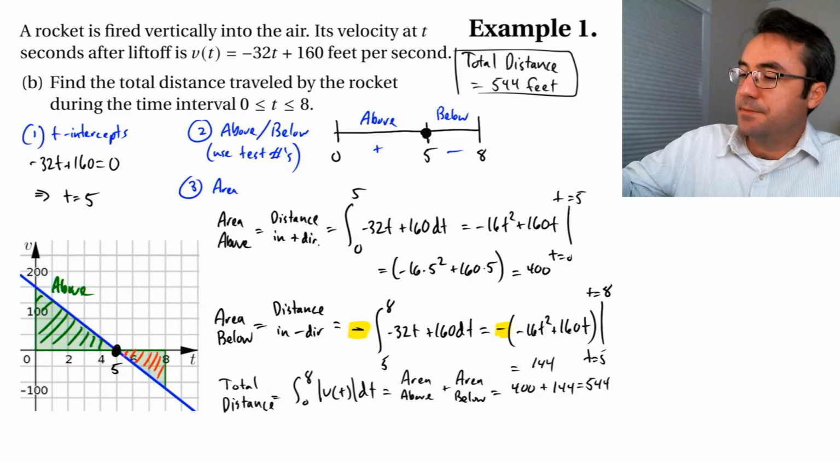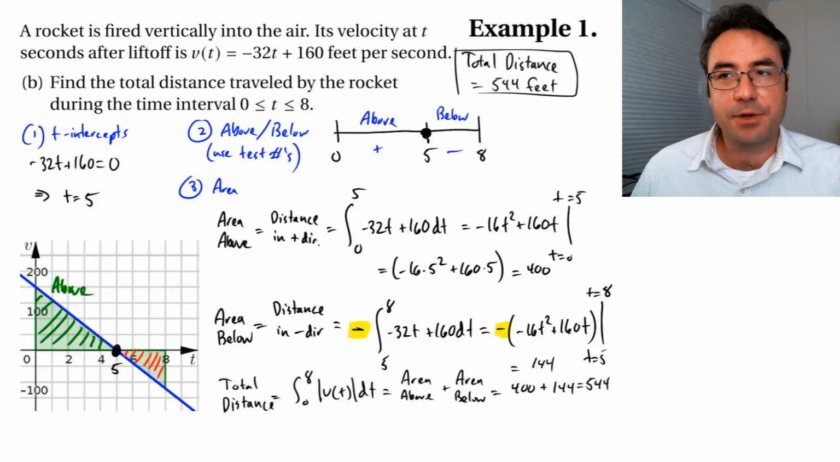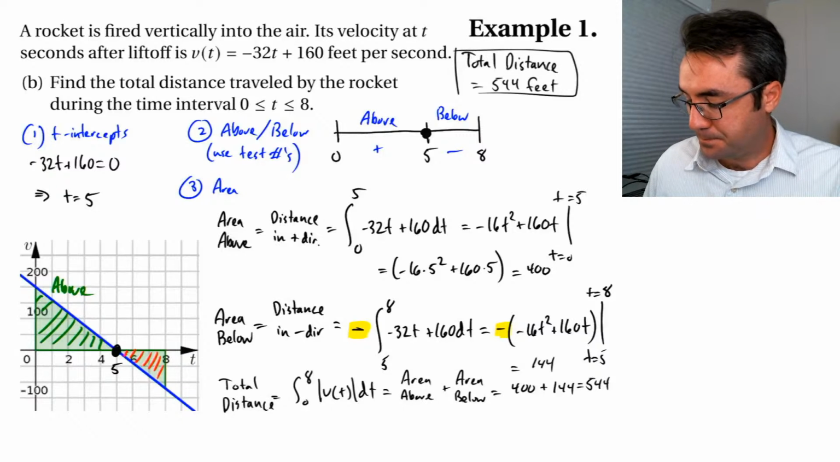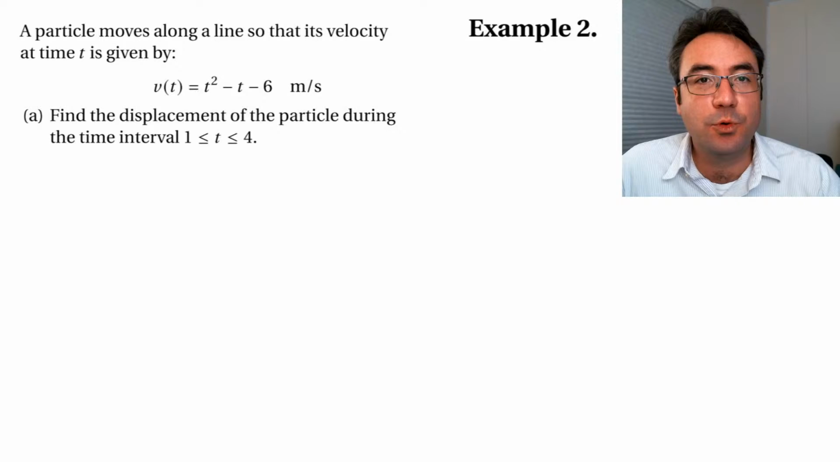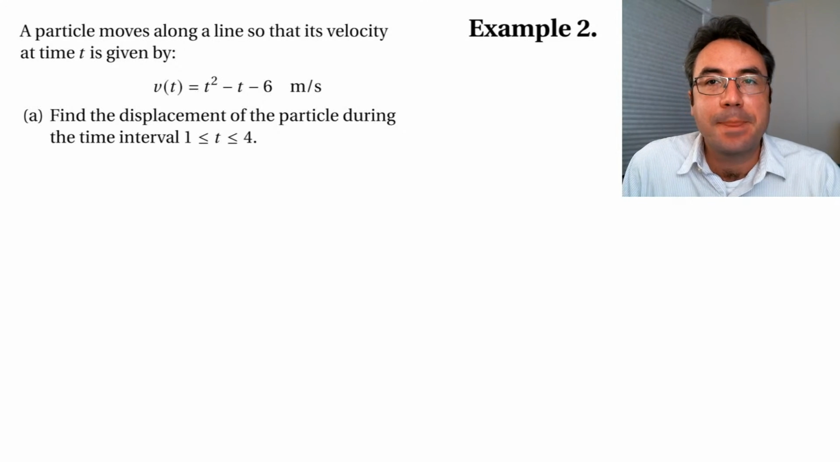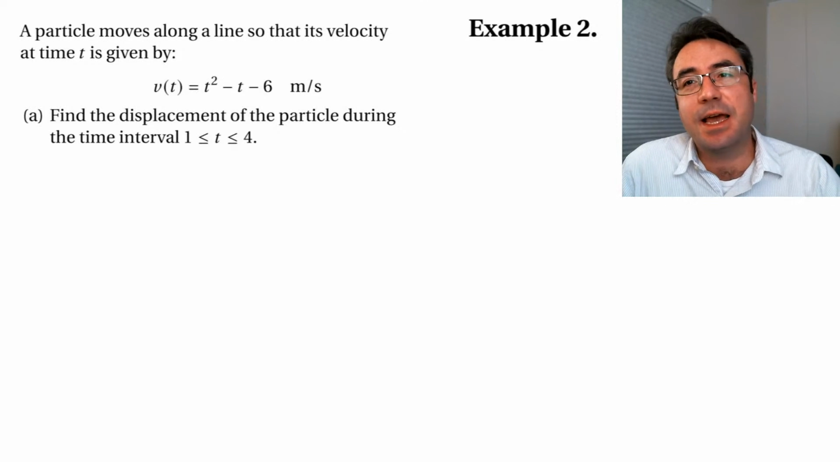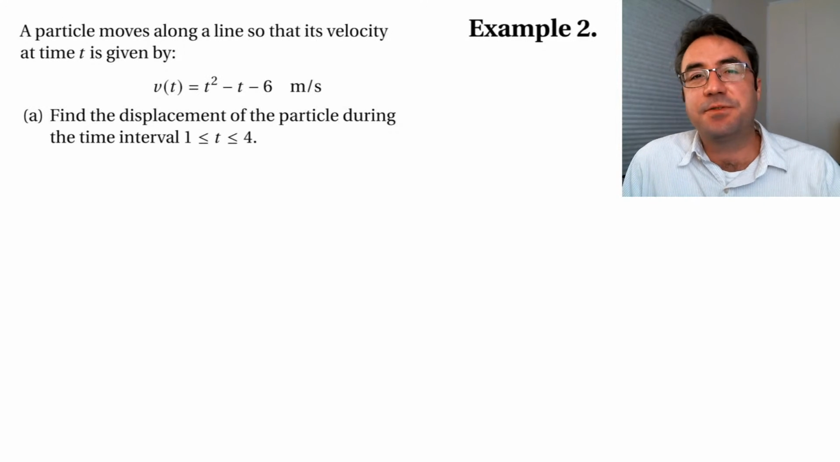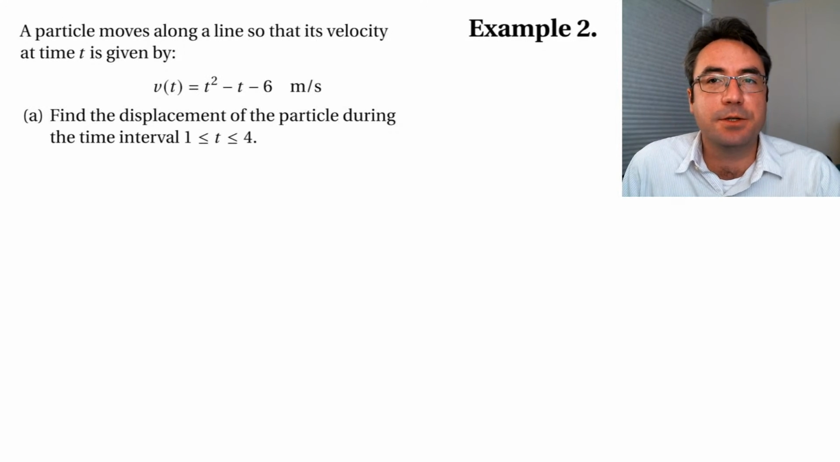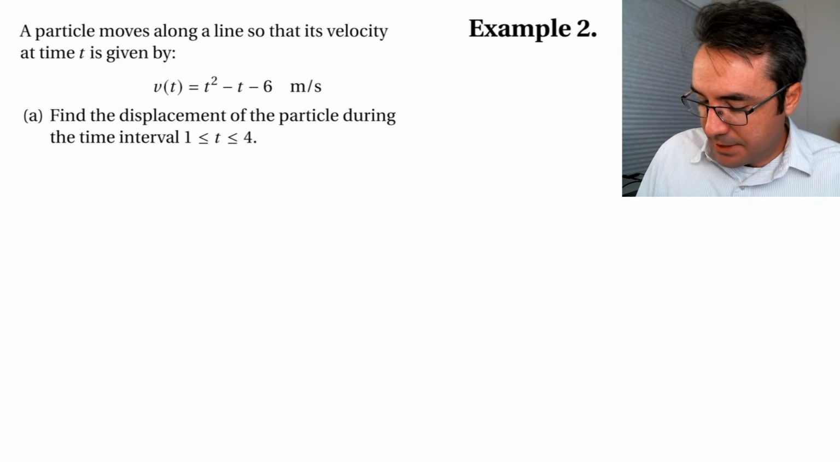Let's try another one, just to get a little more practice doing these calculations. So let's say we have a particle now that's moving along a straight line, and its velocity at time t is given by t squared minus t minus 6, and our units here are going to be meters per second. Part A, let's find the displacement of this particle during the time interval from 1 to 4, and really this is not too bad.